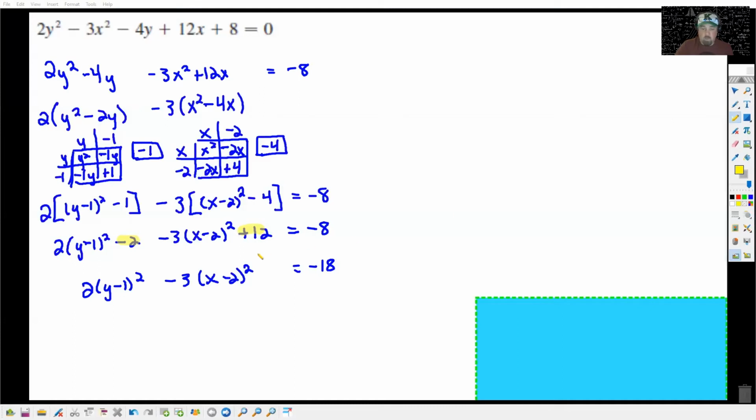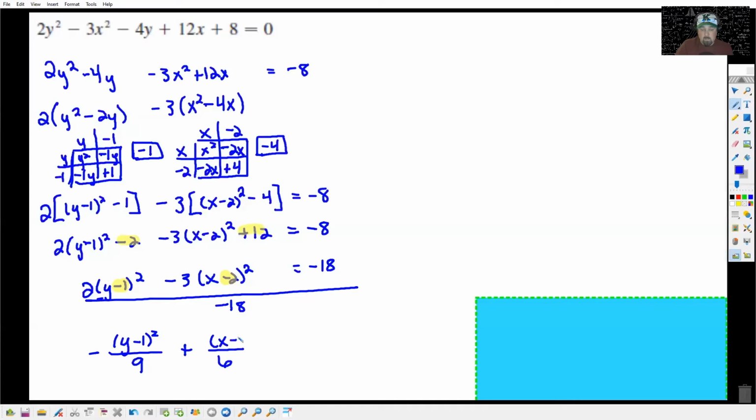And we can see the transformations right here. We know that the x is going to move 2 to the right, the y is going to move 1 up. But before we can figure out the a and the b and stuff, we need to get this equal to 1, which means we need to take all of this and divide it by negative 18. So 2 divided by negative 18 is going to give me negative (y minus 1) squared over 9. Negative 3 divided by negative 18 is a positive (x minus 2) squared on the top over 6, and now we're equal to 1.